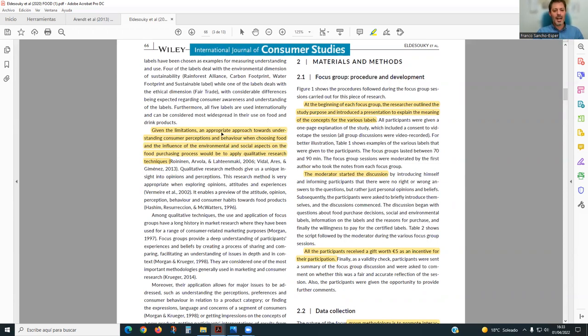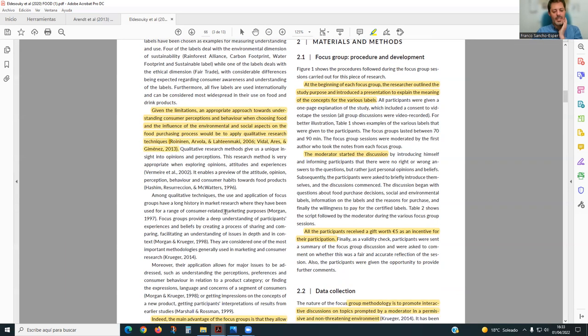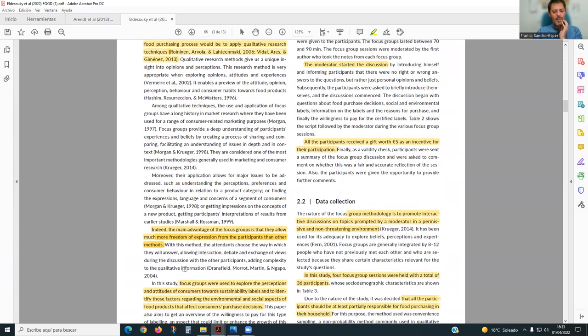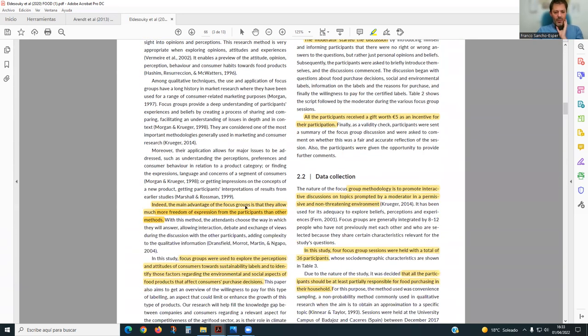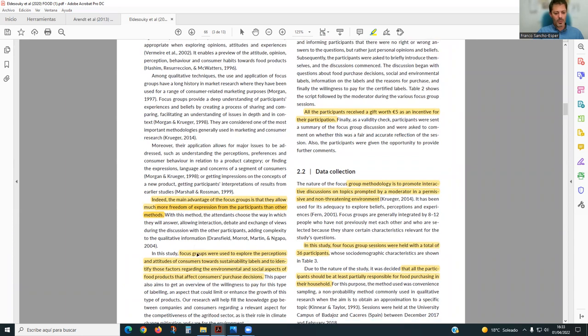Given the limitations, an appropriate approach toward understanding consumer perceptions and behavior when choosing food, and the influence of environmental and social aspects on food purchasing, would be to apply a qualitative research technique. And they use some sources that support this idea. Indeed, the main advantage of the focus group is that it allows much more freedom of expression from the participants than other groups. In this study, focus groups were used to explore perceptions and attitudes.